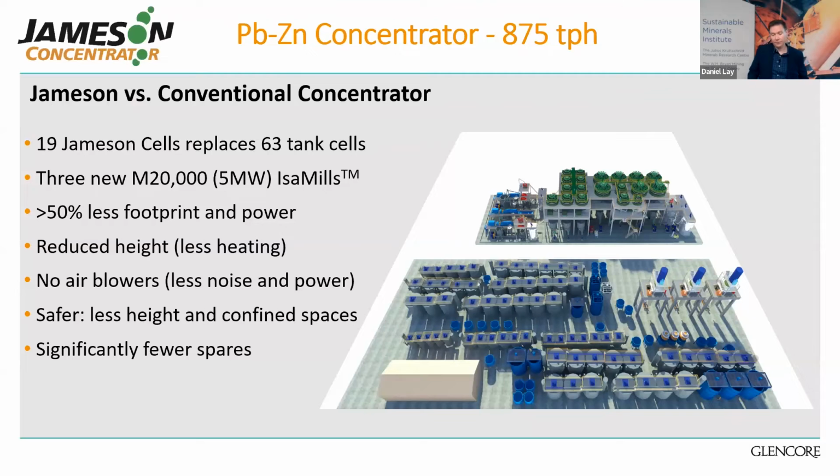So this is a model from a recent lead zinc concentrator, which processes 875 tons per hour. It's currently under construction. There are 19 Jameson cells, which replace 63 tank cells. It makes use of 3 of our largest M20,000 IsaMills. The footprint reduction is over 50%. There's reduced height, which means reduced heating. There are no air blowers and therefore less noise, less power. It's safer with less height and less confined spaces. And there are significantly fewer spares compared with a conventional circuit.